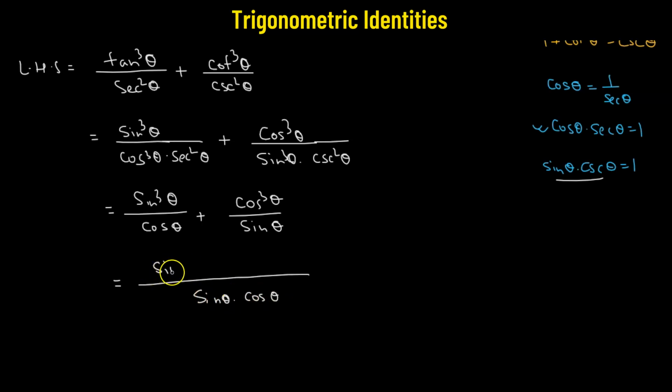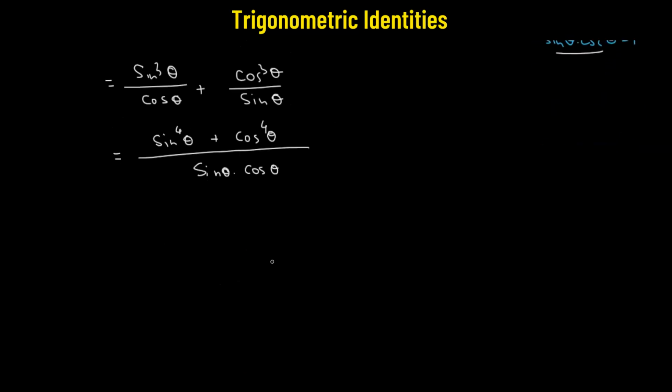And in the numerator we have sine theta whole raised to the power of 4 plus cosine theta whole raised to the power of 4. Now we can use the property that whenever we have a raised to the power of 4 plus b raised to the power of 4, this can also be expressed as a squared whole squared plus b squared whole squared, which equals a squared plus b squared whole squared minus 2 times a squared b squared.